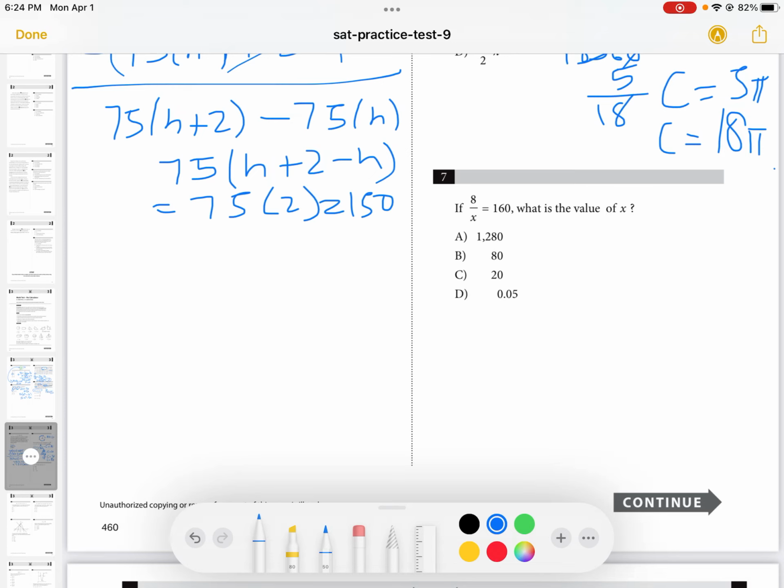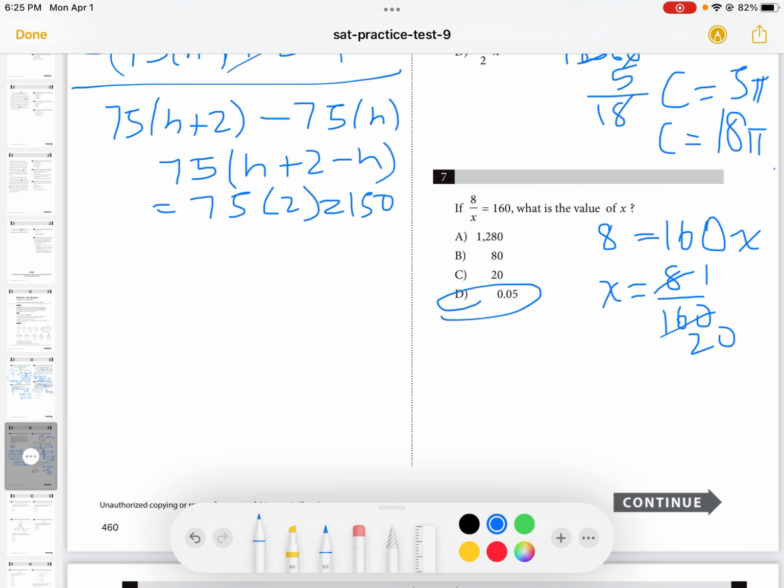If 8 over x is equal to 160, what's the value of x? We can cross multiply. 8 equals 160x. X is equal to 8 over 160. We can take out an 8 from the numerator and denominator. It'll be 1 over 20. So x is equal to 1 over 20. That's D in decimal form. 1/20th is 0.05.